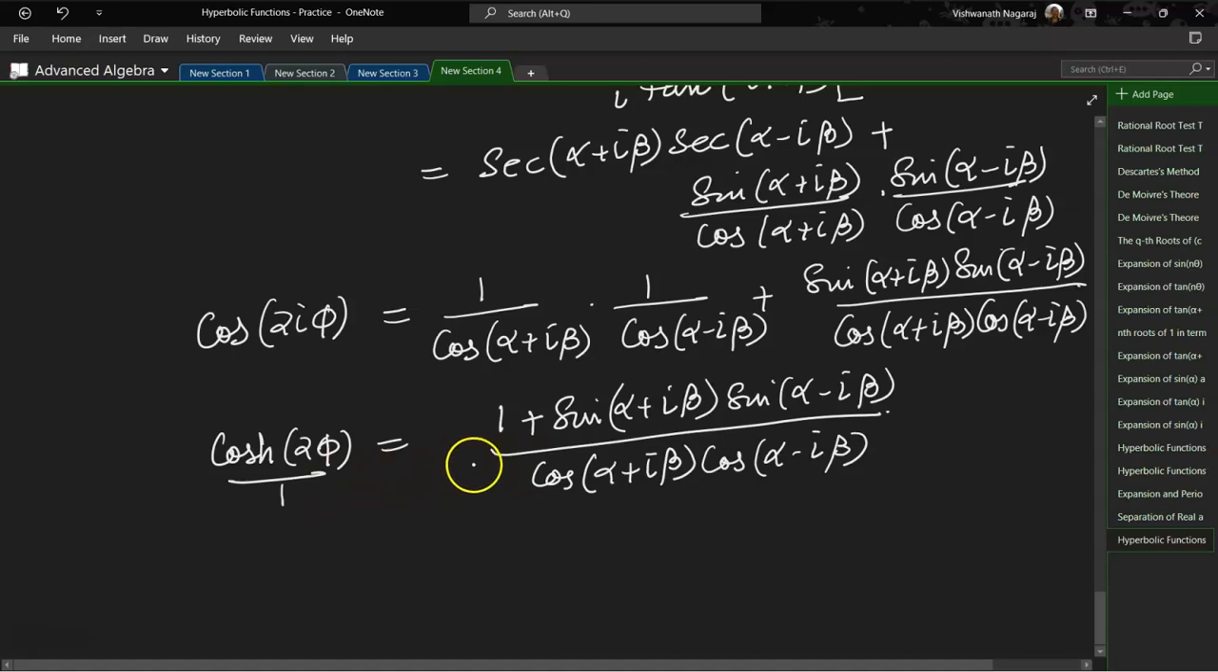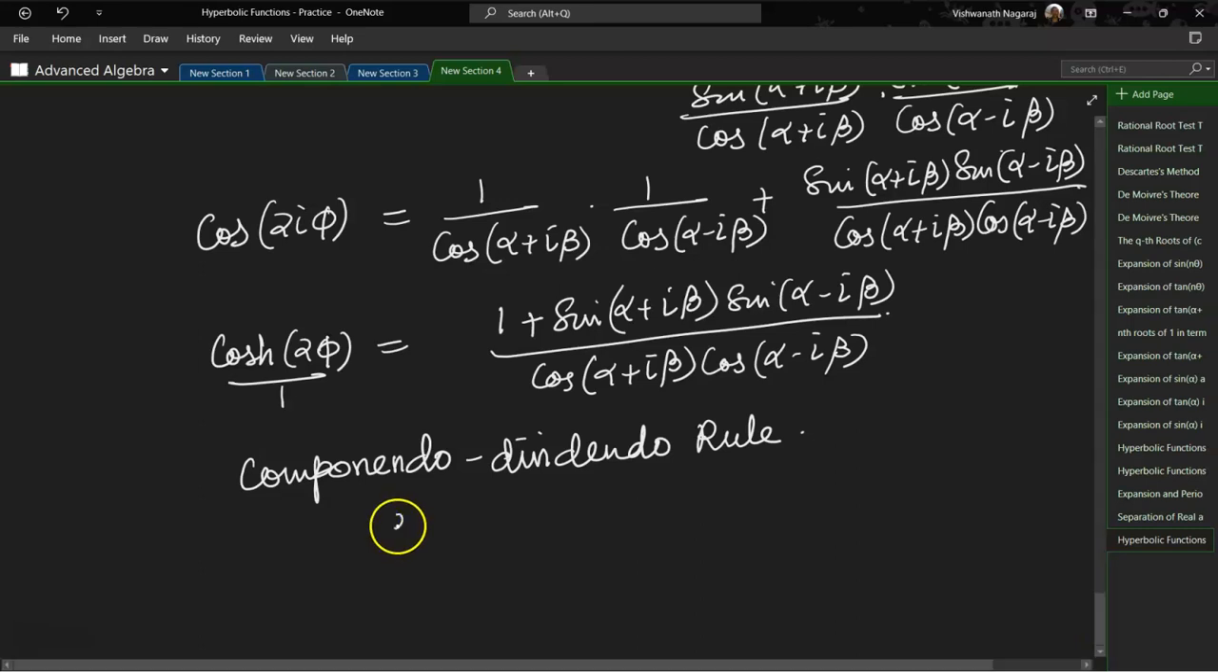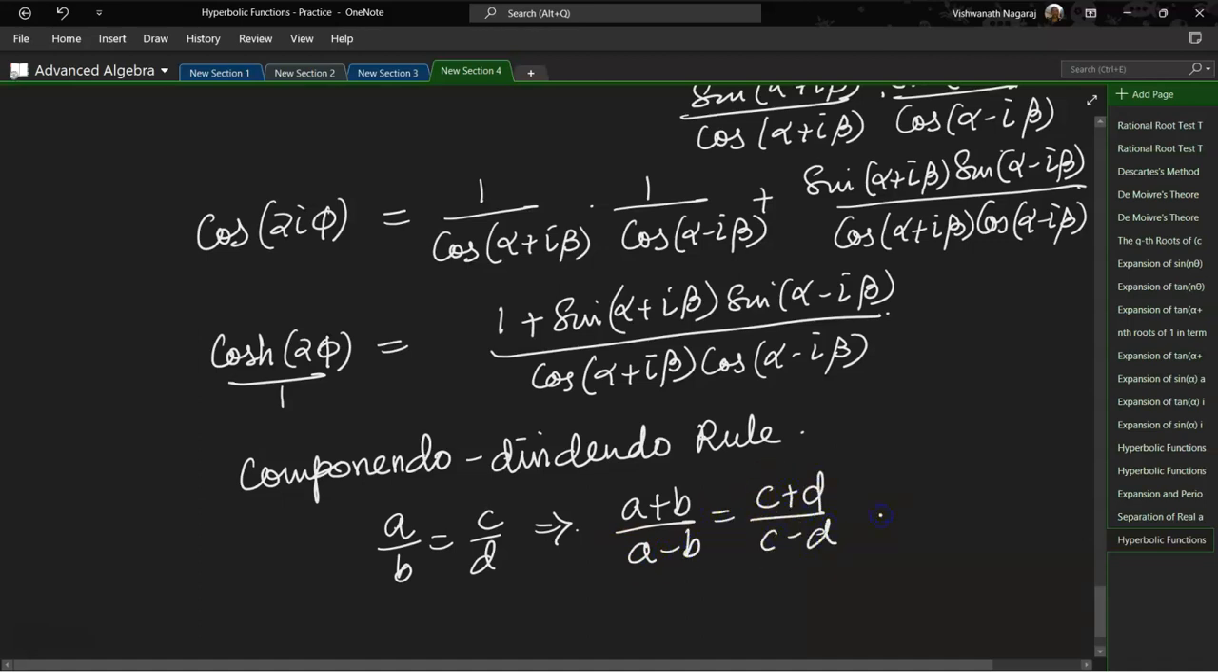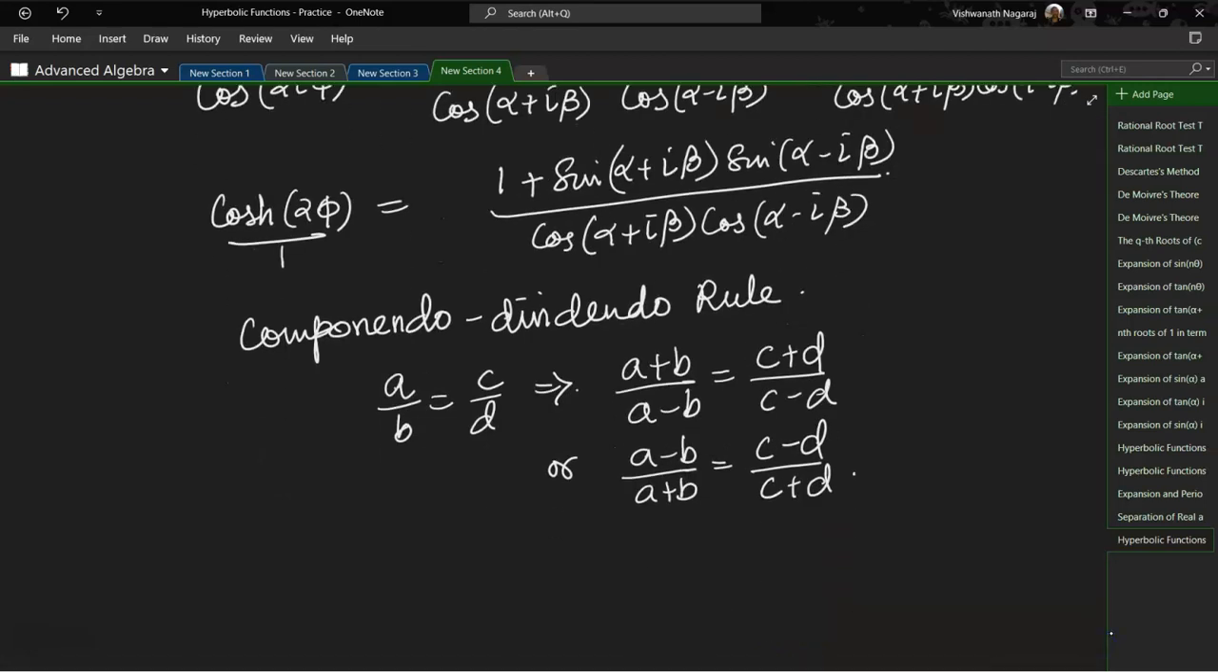What we'll do is we have two ratios, equality of ratios. So you have to remember the componendo and dividendo rule. Very briefly, what does it say? It says A by B equal to C by D implies that (A plus B) by (A minus B) is equal to (C plus D) by (C minus D). Or we can also do it like this: (A minus B) by (A plus B) equal to (C minus D) by (C plus D). So let's take the subtraction in the numerator.